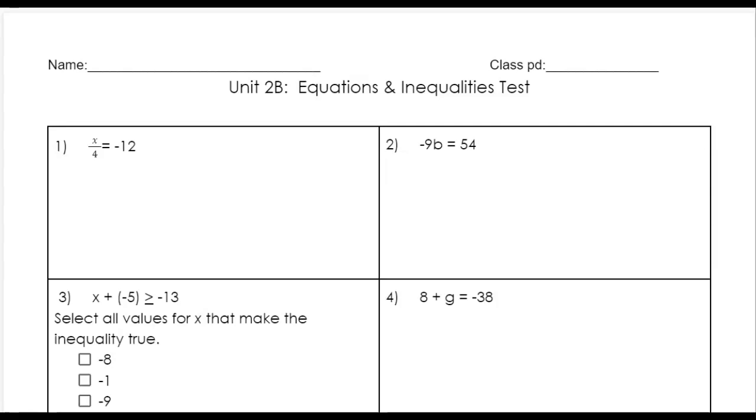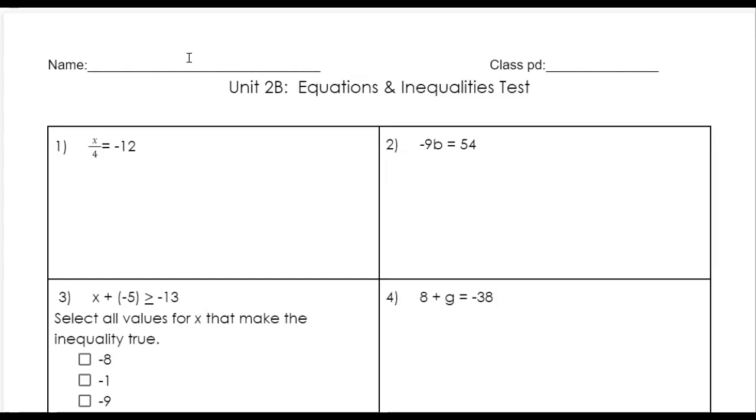Unit 2B equations and inequality test. Number 1, x divided by 4 equals negative 12. Number 2, negative 9b equals 54. 3, x plus negative 5 is greater than or equal to 13.